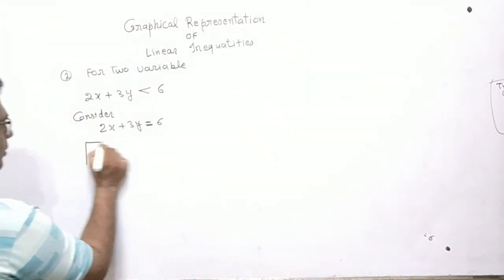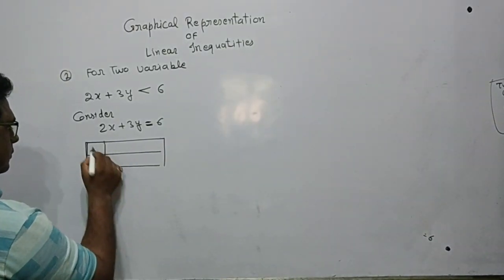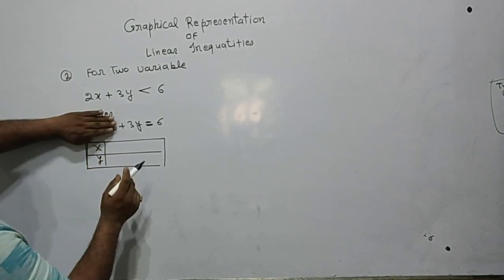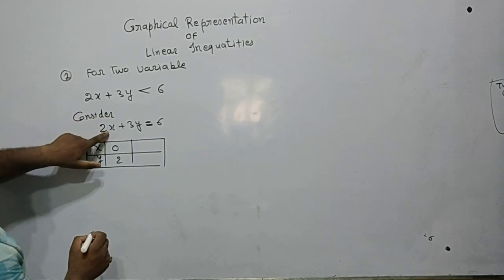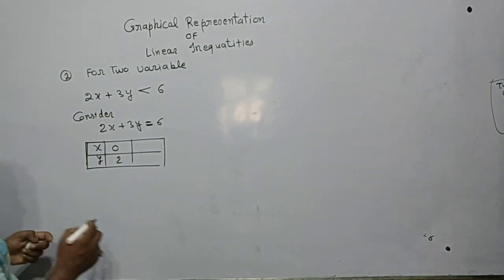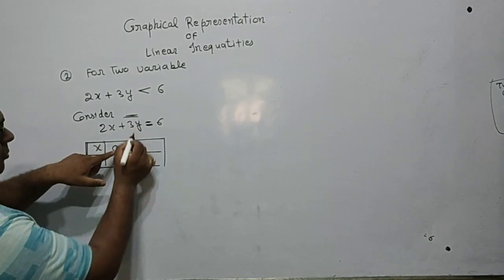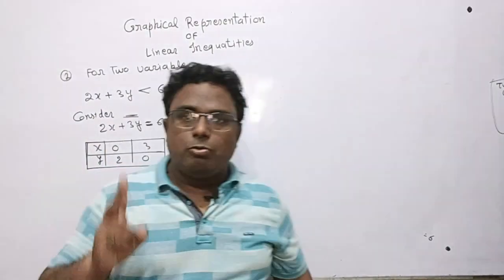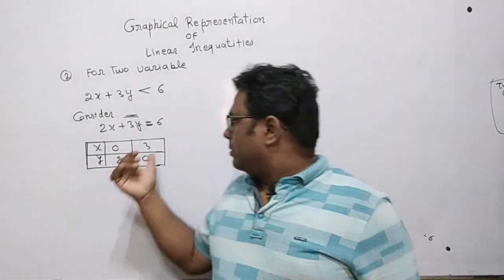Then make a table. Suppose I put x equal to 0, then this portion will be finished and the value of y will come 2. So by taking x equal to 0, I am getting y equal to 2. Similarly, if I put y equal to 0, then x will come 3. So in this table, I have obtained 2 points. One point is (0, 2) and the second point is (3, 0).